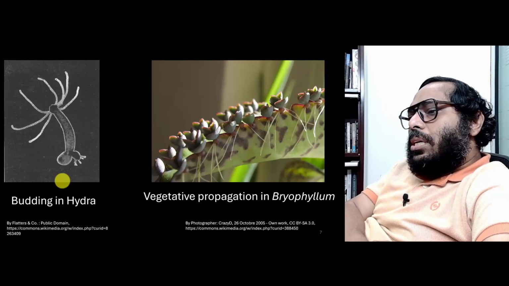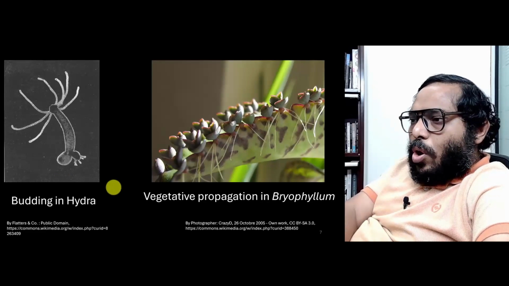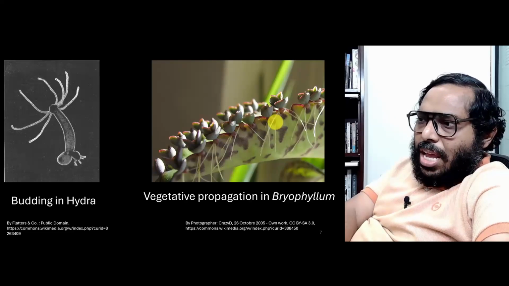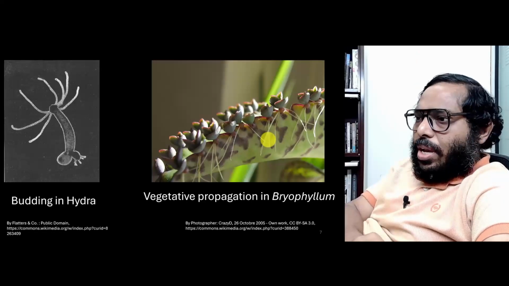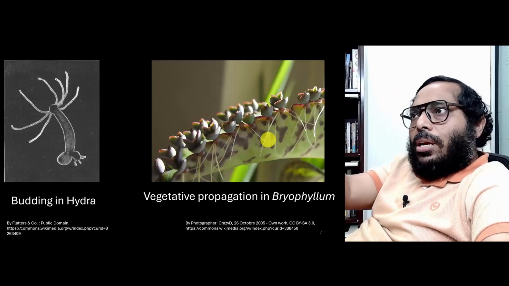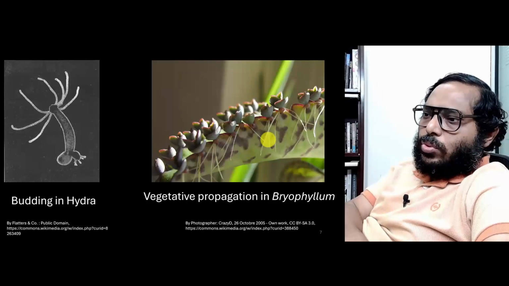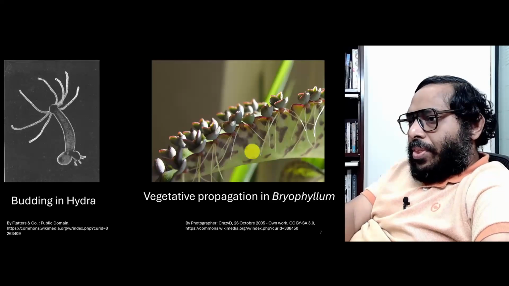Here you can see that on the edges of the leaves there are small bud-like structures, and from these structures root-like structures come out. Each one of these buds, if you put it in the soil, will form a whole plant. So, as you can imagine, this propagates extremely fast.